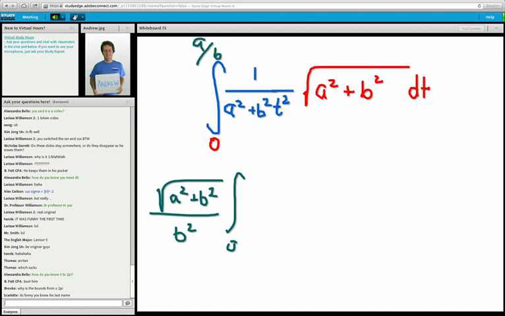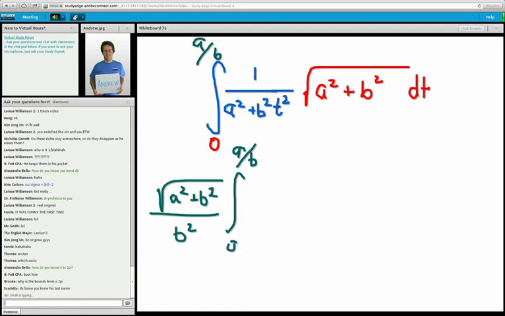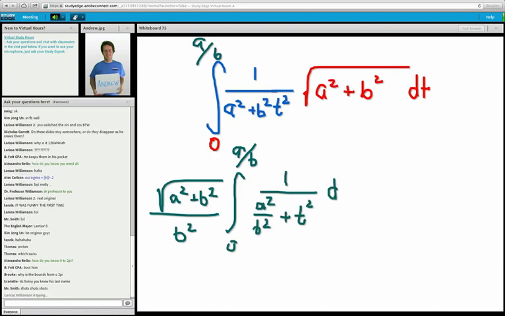A over b. A over b. All right, my bad. Okay, so what do we have left after I factor out the square root of a squared plus b squared and the b squared from the denominator? This gives me 1 over a squared over b squared plus t squared.